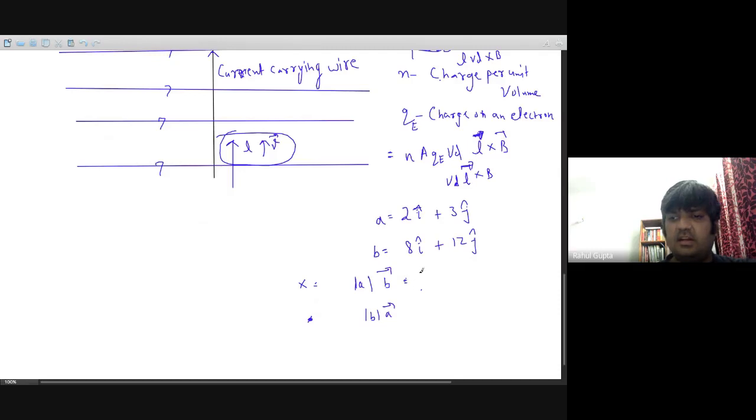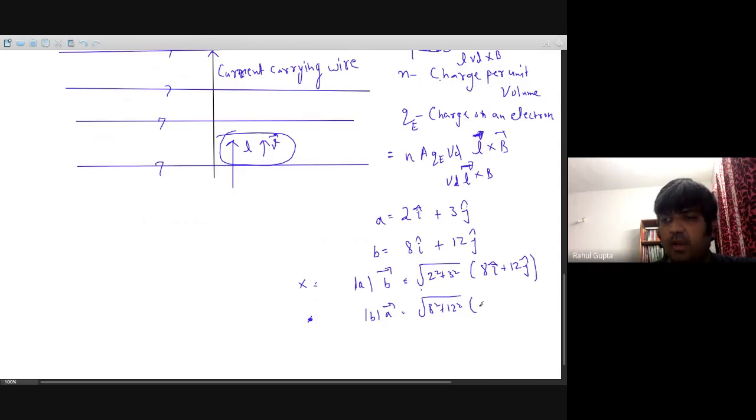Check again here. This vector mod A is root of 2 square plus 3 square into 8 i cap plus 12 j cap. And this vector is root of 8 square plus 12 square into 2 i cap plus 3 j cap. See the first one, what happens. From the first one you get root 13 into 8 i cap plus 12 j cap. That's the result you get from the first one.